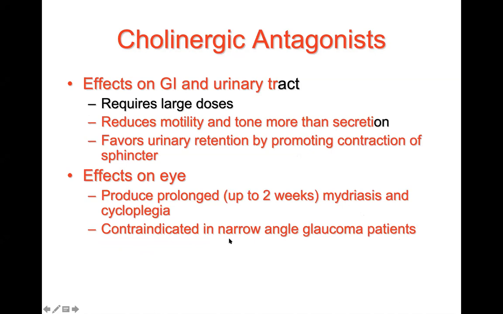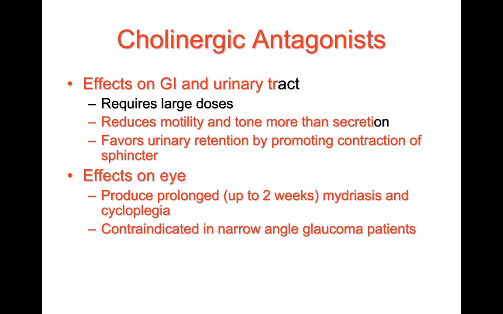On the GI and urinary tract, it takes a large dose to get an effect, but it would reduce motility and tone. You actually saw the motility and tone being affected more than secretion. So one of the things that they used to do was, anybody that had excessive bowel hyperactivity, they would try to give a cholinergic antagonist. We have much better drugs now. But theoretically this would decrease GI motility and would be antidiarrheal.